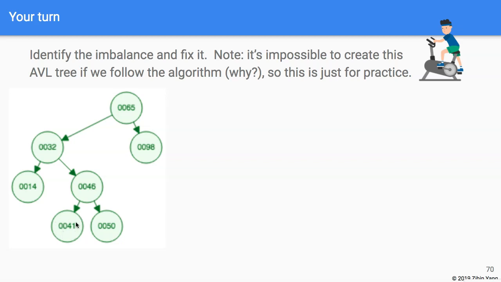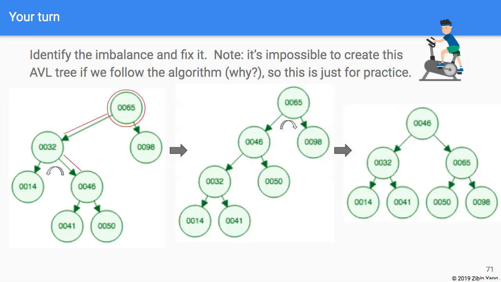We can remove that, but the tree is still not an AVL tree. As a matter of fact, even if you remove any of the leaf nodes, it's not an AVL tree. So it's just not an AVL tree to start with. But anyway, if we are asked to fix a tree like this, the imbalance, as it turns out, occurs at the root.